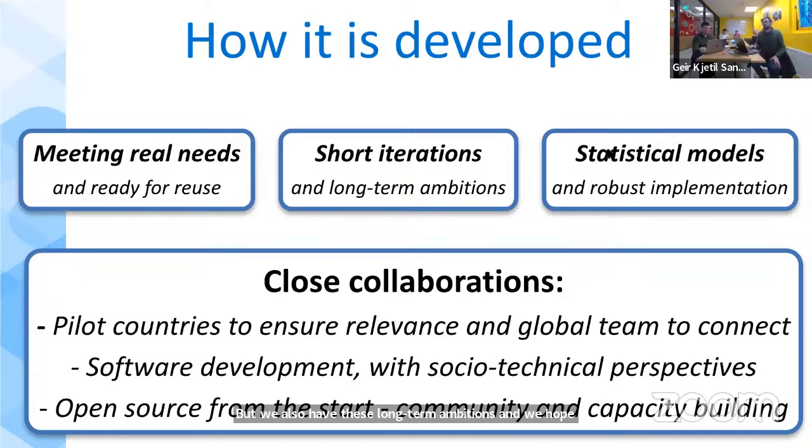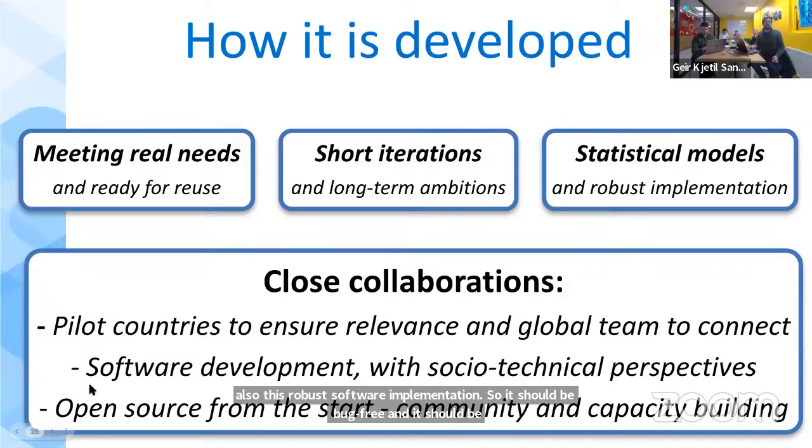We have the statistical models, the cutting-edge machine learning that Christian mentioned in the beginning, but also this robust software implementation. So it should be bug-free, and it should be really tested so that we can trust it. And as we've seen before, it's developed in close collaboration with pilot countries and other interests.